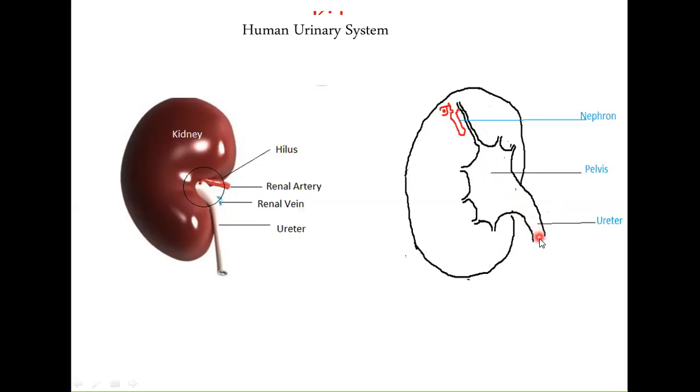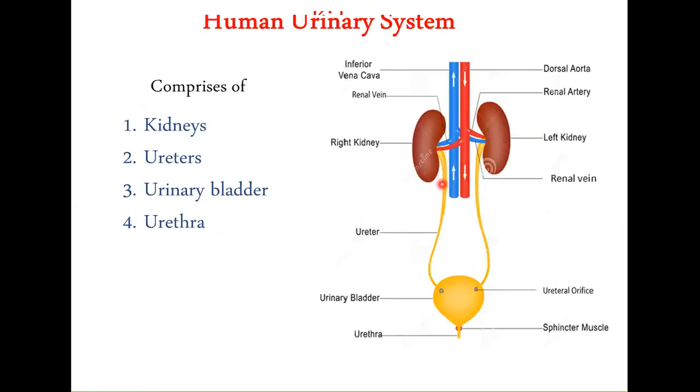This pelvis is actually the dilated part of the ureter. When the ureter enters the kidney, it is dilated. This dilated part of the ureter inside the kidney forms the central cavity, which is the pelvis. Urine is collected here in the pelvis, and then from the pelvis it enters the ureter, from the ureter into the urinary bladder, and finally to the exterior through the urethra.